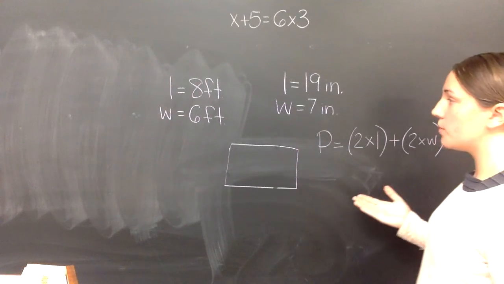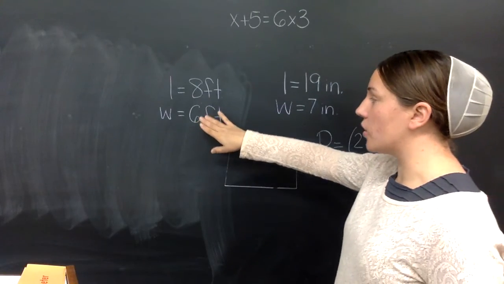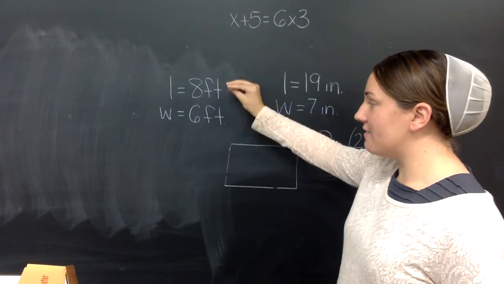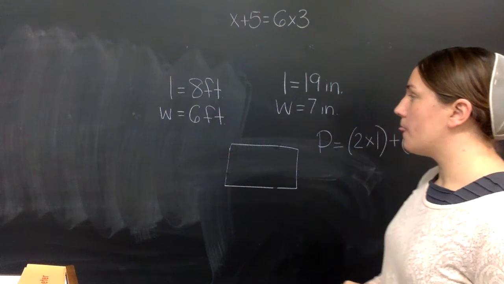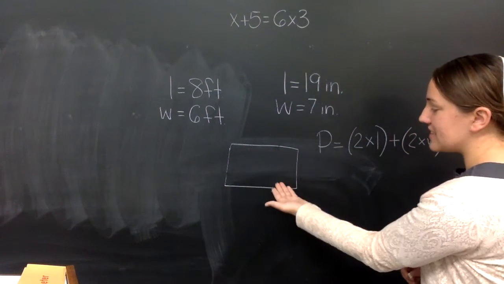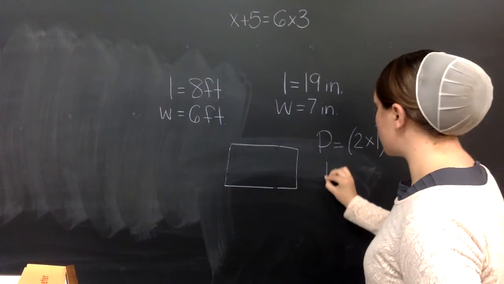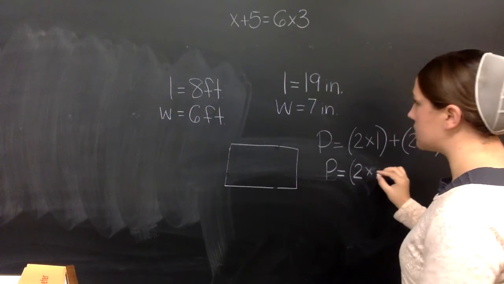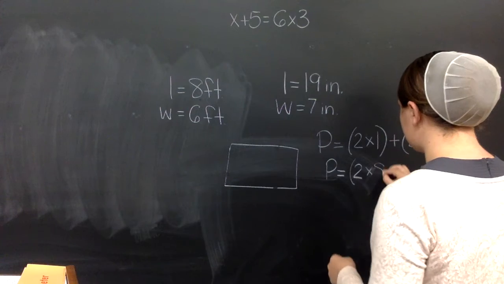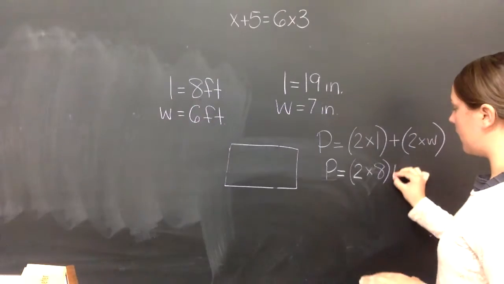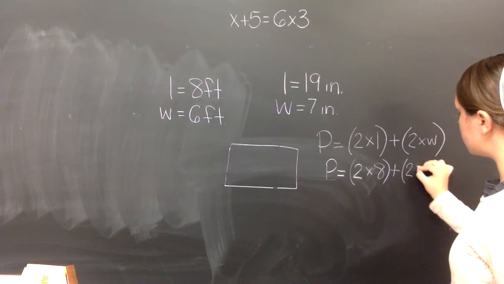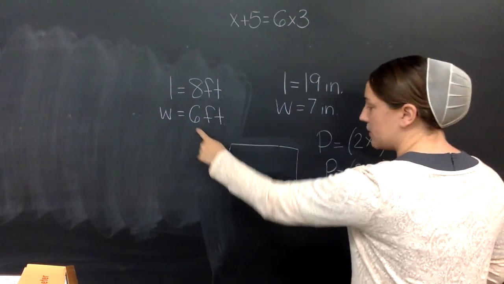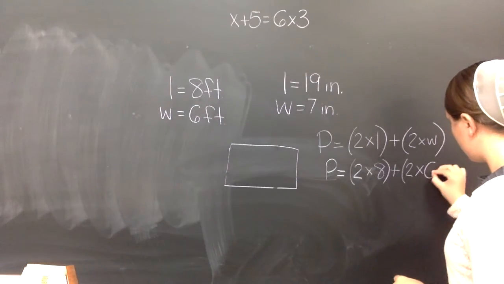Now let's use our formula to find the perimeter of a rectangle whose length is 8 feet and the width is 6 feet. So we know if the length is 8 feet on one side, it's the same on the other side. So we're just going to copy this down. P equals 2 times 8, because that's the length. Just copy your formula, plus 2 times 6, because those are the widths.